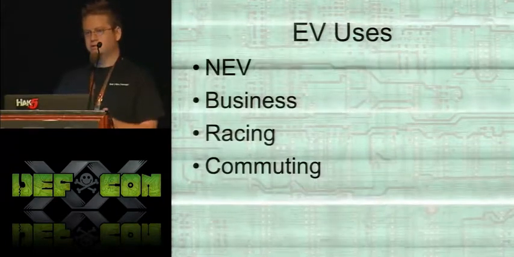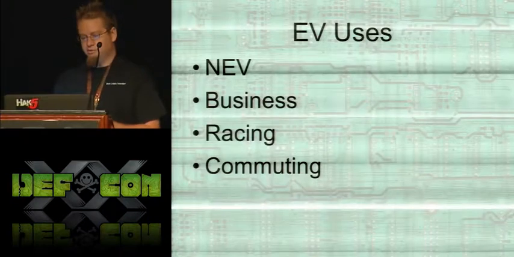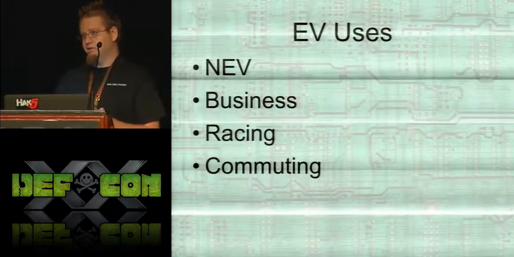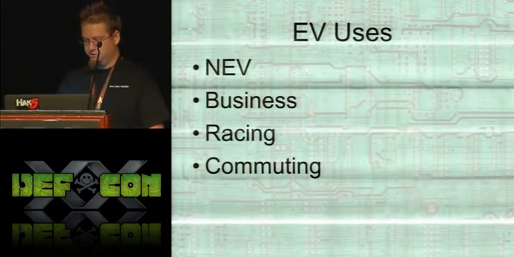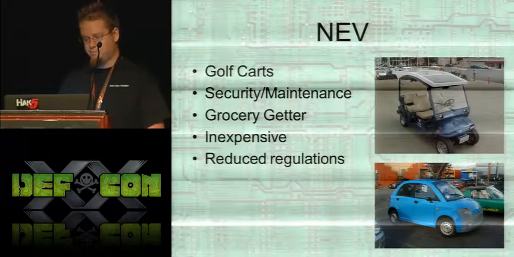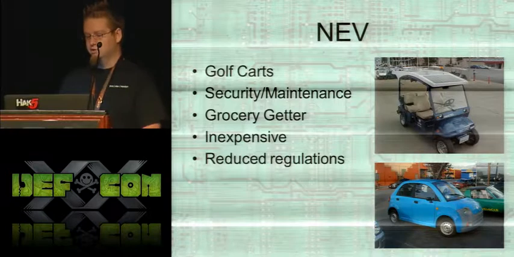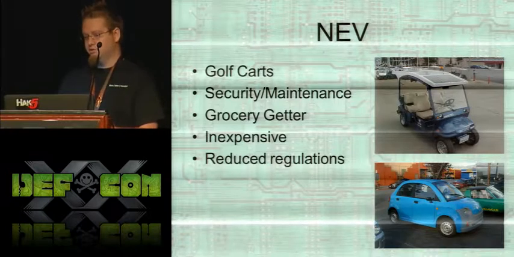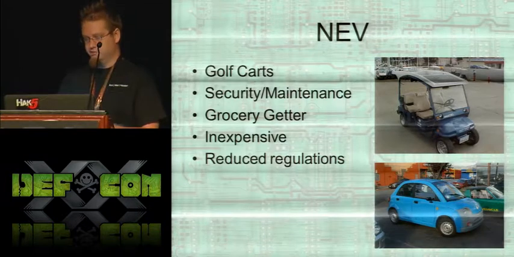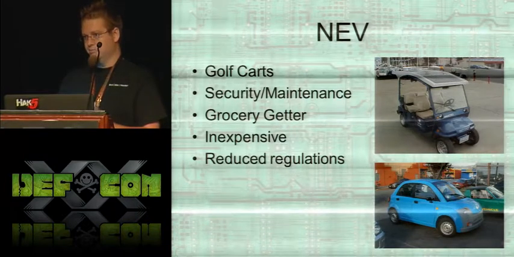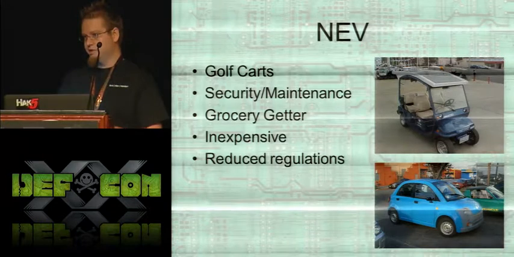So EV uses, there's lots of different things people use them for. One popular use is neighborhood electric vehicles. There's business that's starting to use them a lot. They're used in racing, and my favorite, commuting. Neighborhood electrics, everyone's familiar with golf carts. They're also very popular for security and maintenance vehicles because they're quieter and there's no emissions. People use them for grocery getters, just running errands around town.